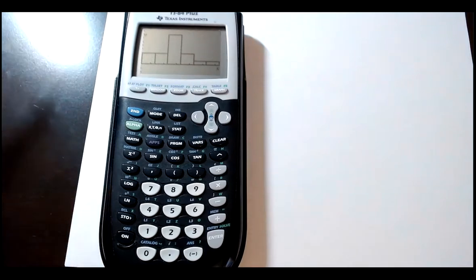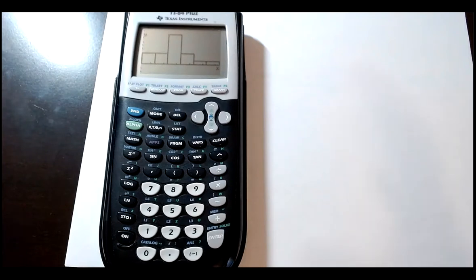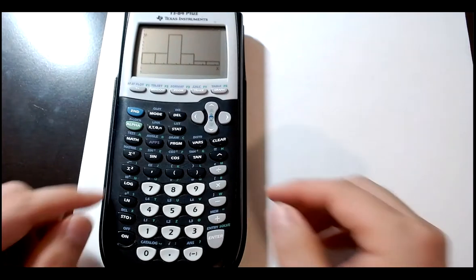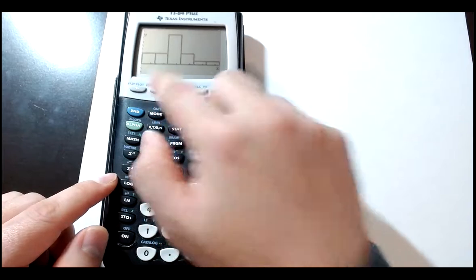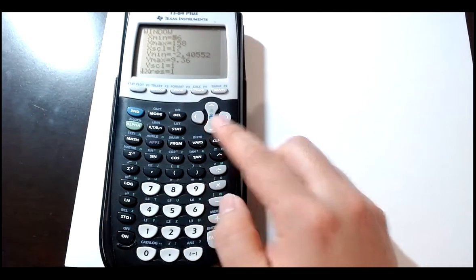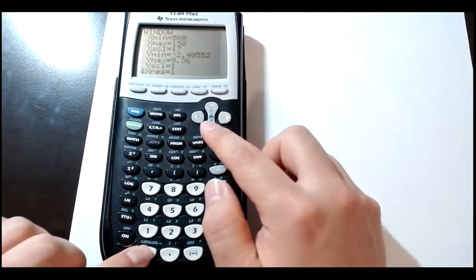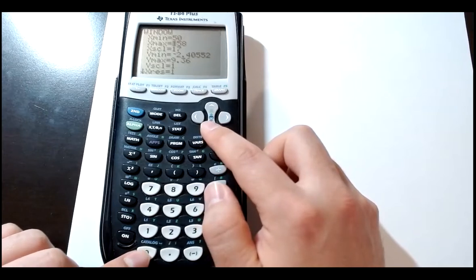But what does the problem say? Construct a frequency distribution table with a lower limit of 50 and class width of 20, right? So we have to set those parameters to get the right histogram the problem is asking for. So we go to the window, and then Xmin is going to be the lower class limit of the first class, which should be 50.